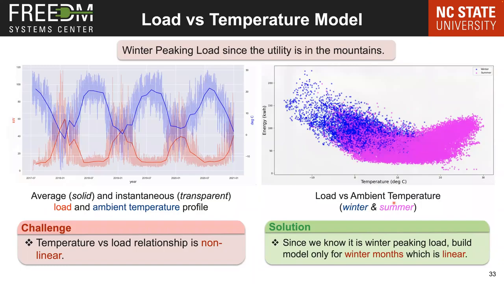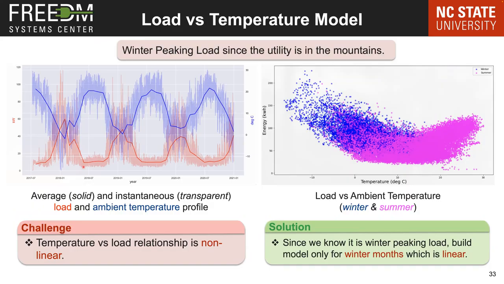To build a transformer load versus temperature model, we first look at the relationship between the temperature and load. The blue line is your ambient temperature in Boone, NC, and the red line is the actual load profile from one of the transformers. You can see there's a negative correlation. At the coldest weather, the load is really high. So there's a negative correlation during winter months.